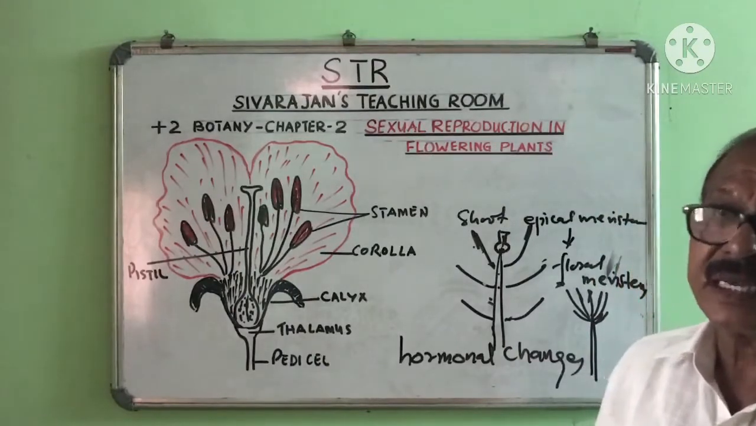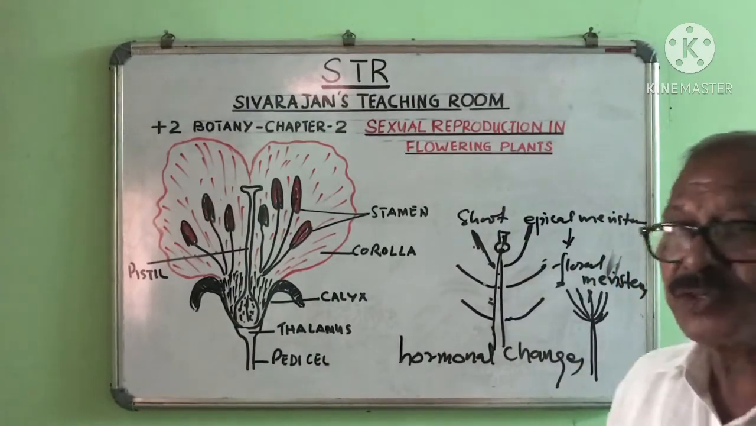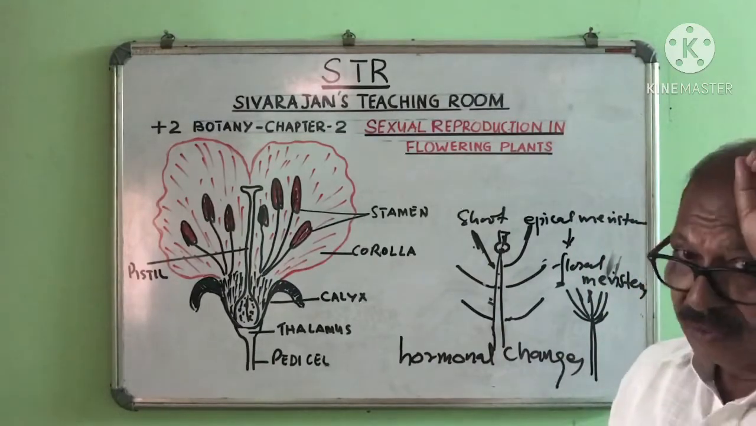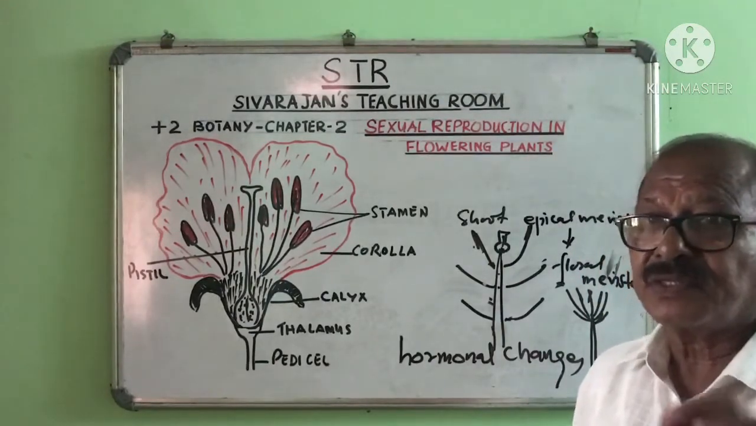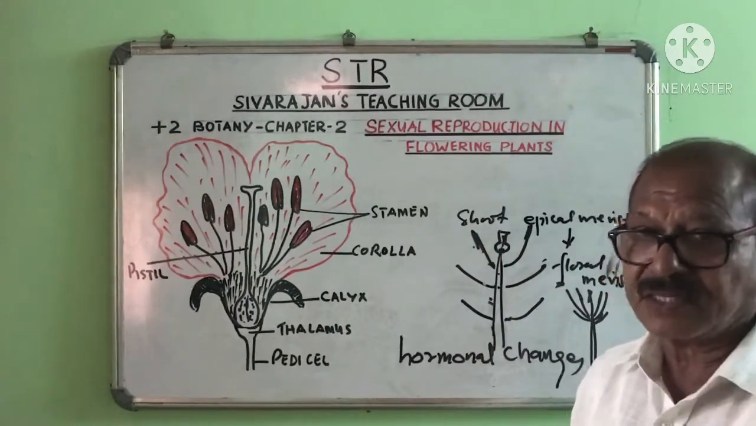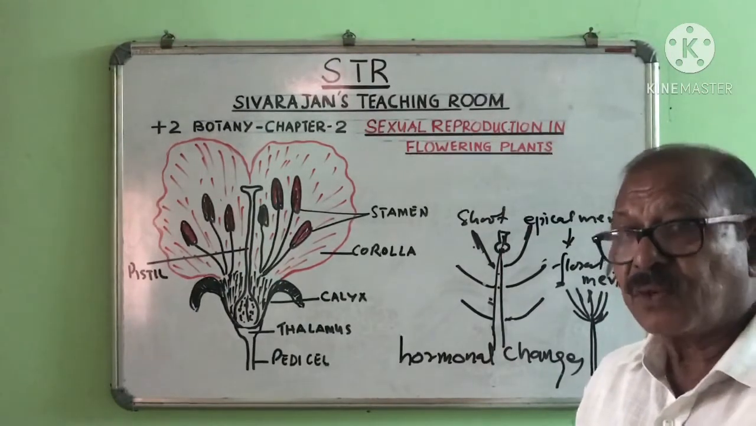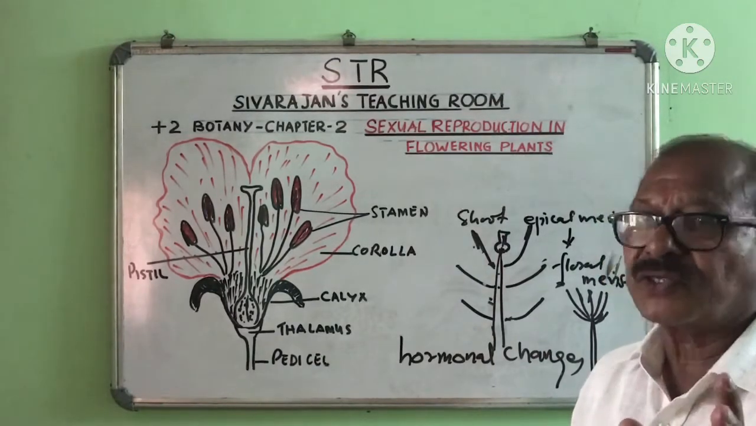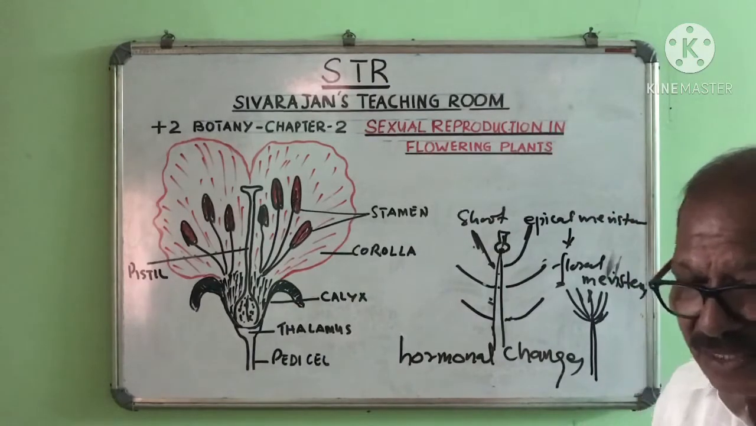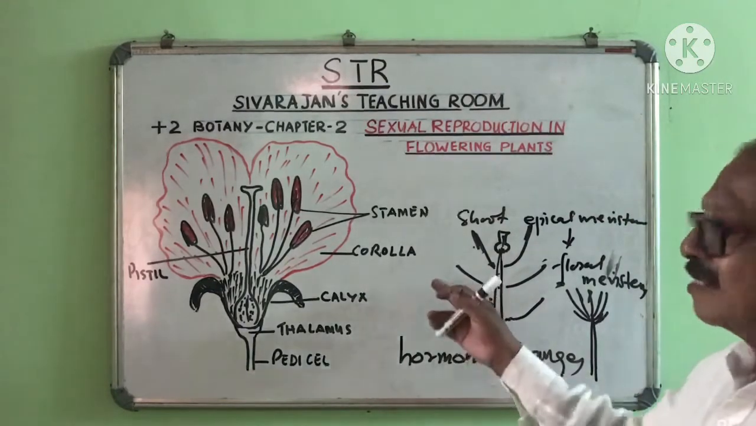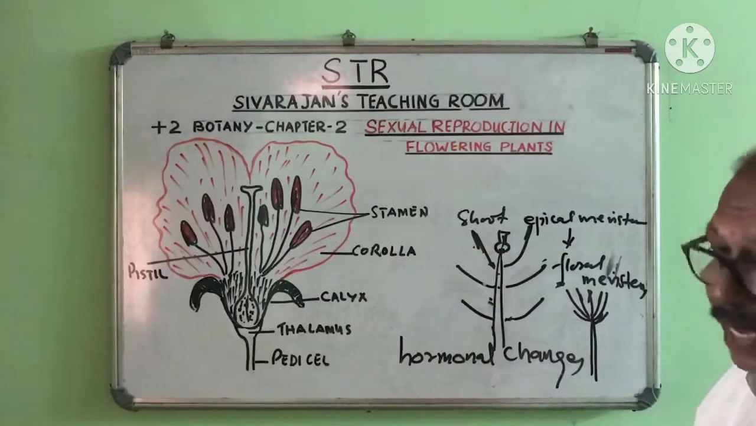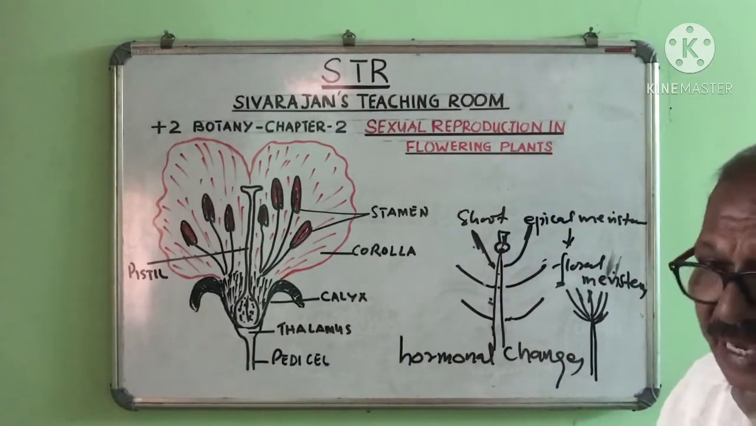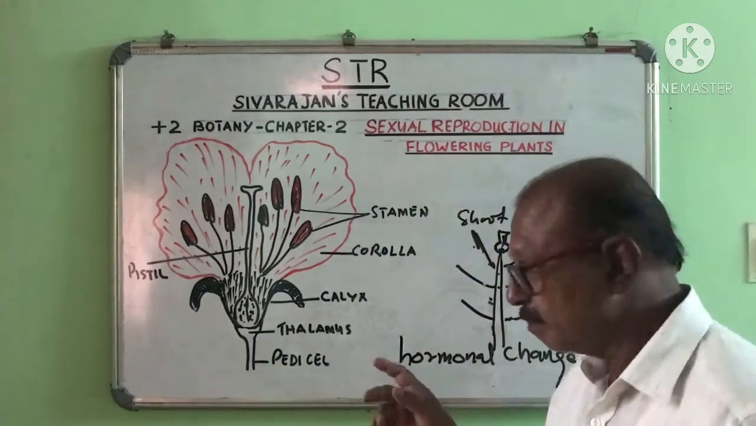It helps in sexual reproduction and leads to the formation of fruits and seeds. So we can say the flowers are the site of sexual reproduction in plants. When we began the chapter, the first sentence I told was the flowers are the sites of sexual reproduction. So it is repeated here. So the flowers have both the male and female sexual parts. So the flowers are the sites of sexual reproduction in plants.